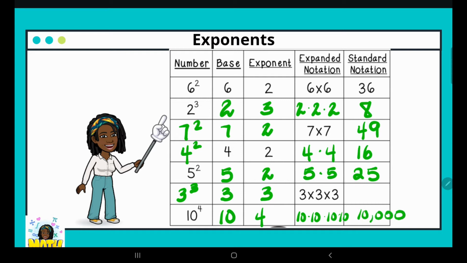If you notice, our exponent will match the number of zeros that we have in our final answer, and you can pretty much rely on that all the time. I just realized we didn't do the standard notation for 3 times 3 times 3, so let's go ahead and do that. 3 times 3 is 9, and then 9 times 3 is 27.